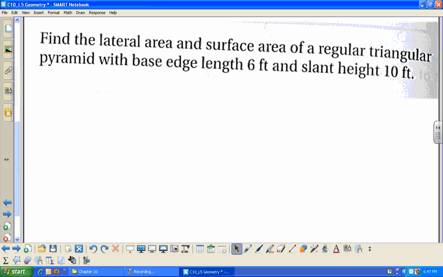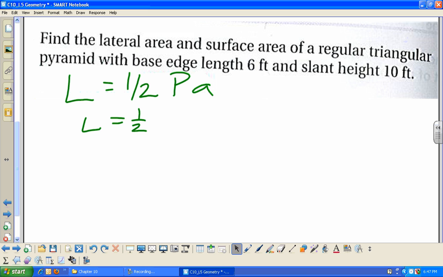We want to find the lateral area and the surface area of a regular triangular pyramid with base edge 6 feet and slant height 10 feet. First, it's asking for my lateral area, which is 1/2 times the perimeter times my slant height. So my lateral area will be equal to 1/2. If it's a regular triangle, we would do 6 times 3, which is 18, and my slant height, which is 10. So my lateral area will be equal to 90.